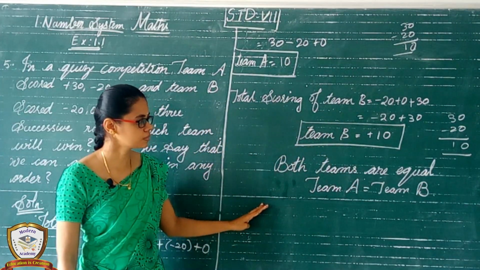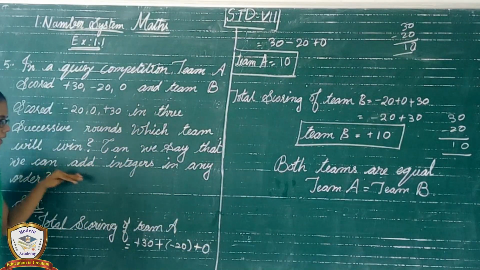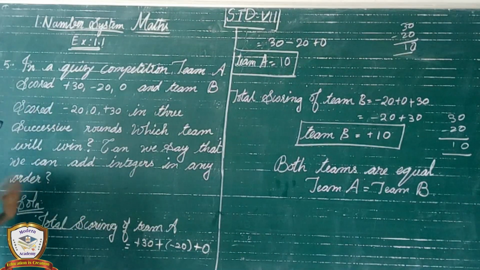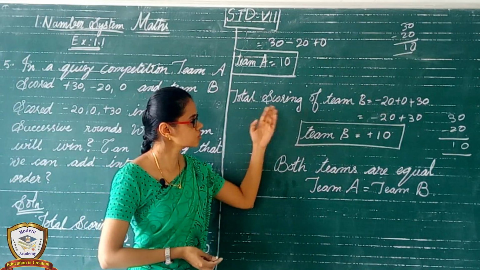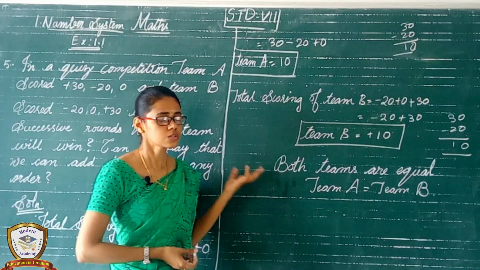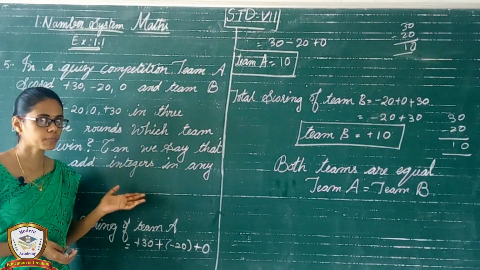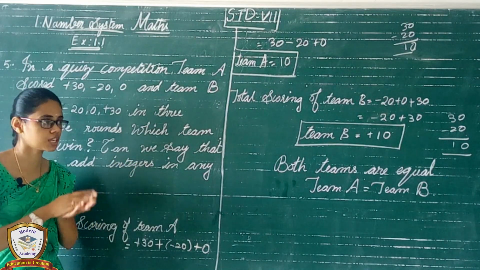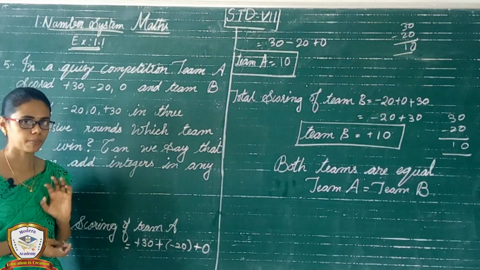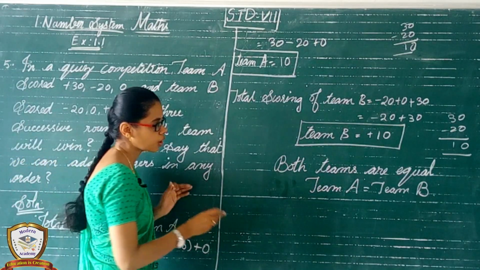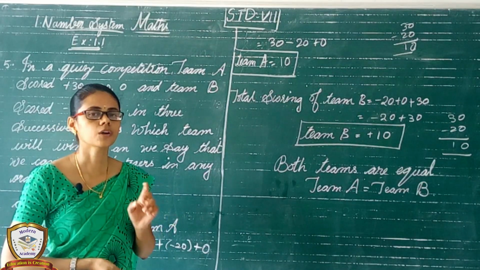So both teams are equal, and again they will ask some questions. What can we say? That we can add integers in any order. Yes, we can add integers in any order. Is there any change? There is no change. So which property is this? Did you remember? In order does not change means the answer does not change. Which property? The commutative property. Okay, good. That is the commutative property, which means we can change any order and the value does not change.